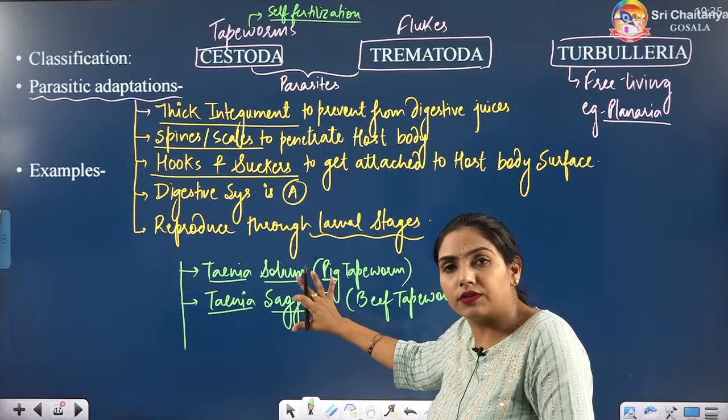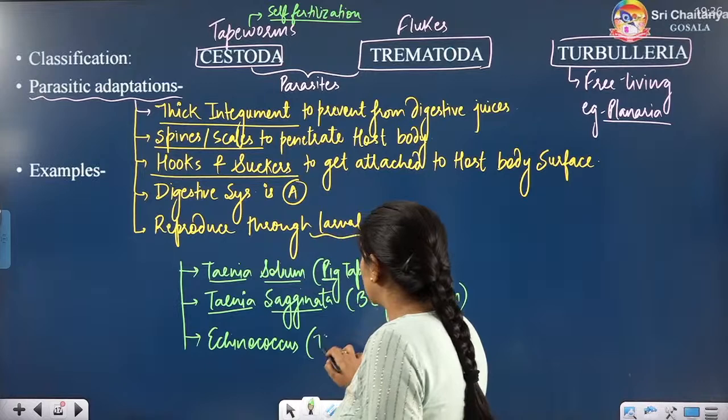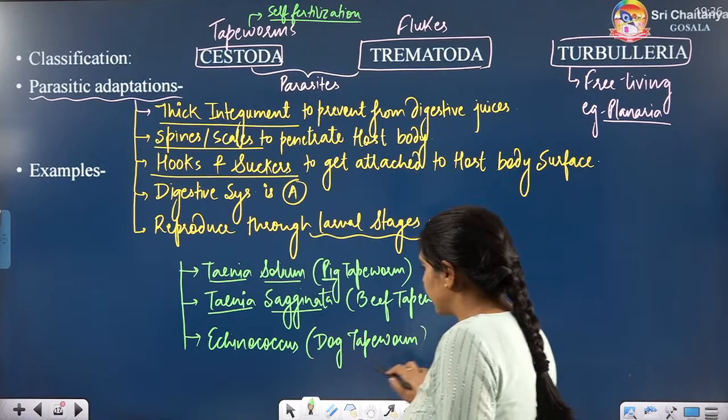Then there is Echinococcus. This is the example. This is also known as dog tapeworm. All right. So these are the examples of tapeworms, beta.